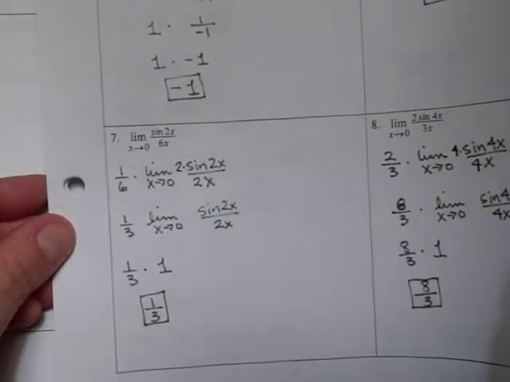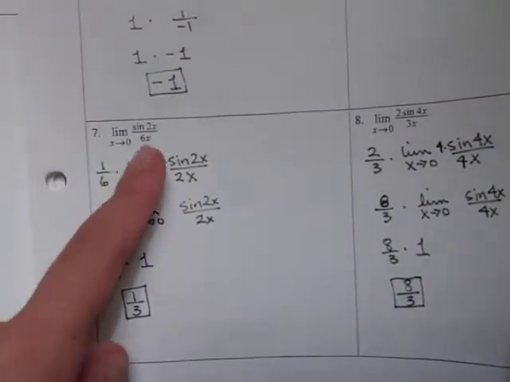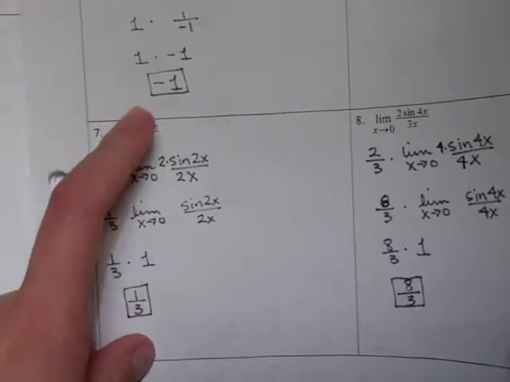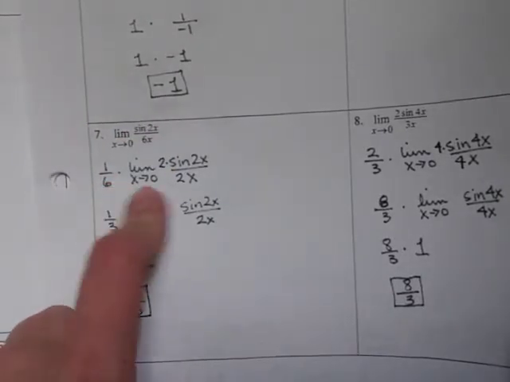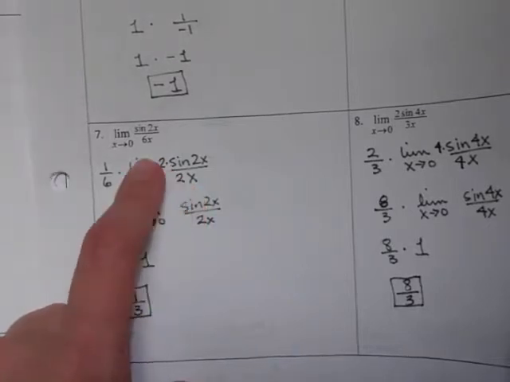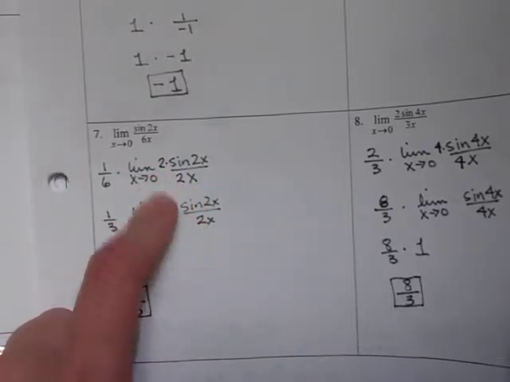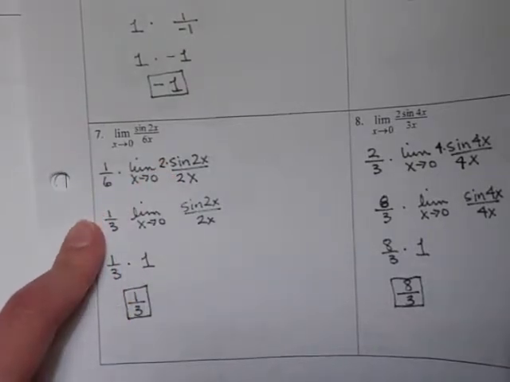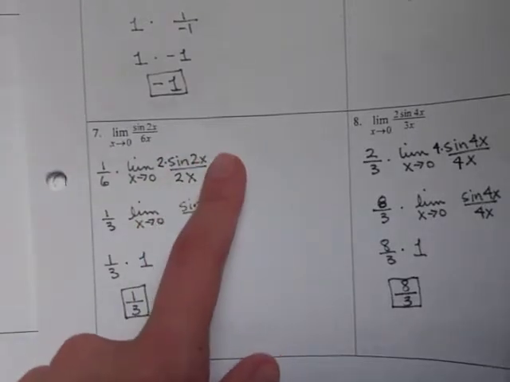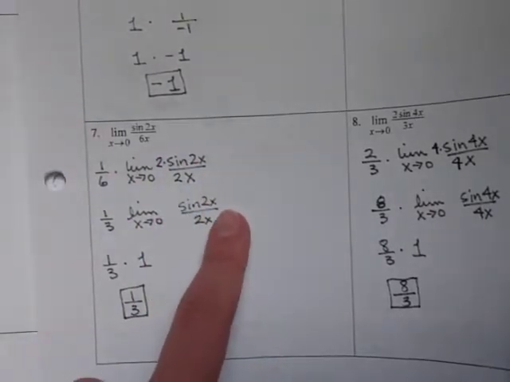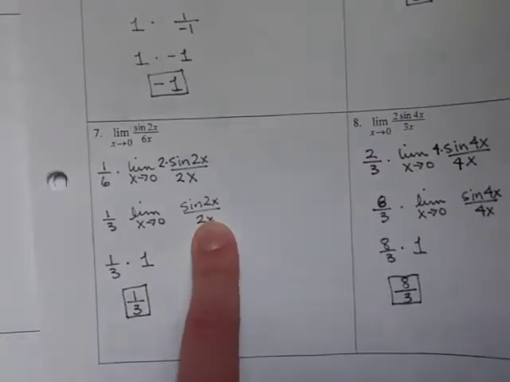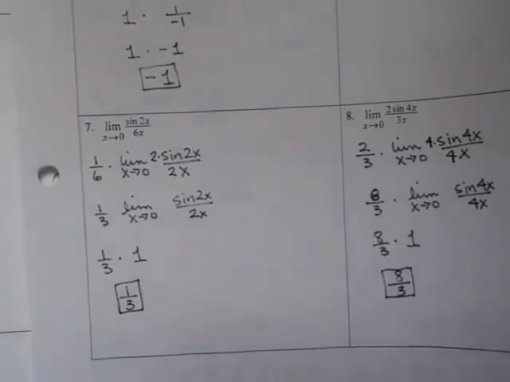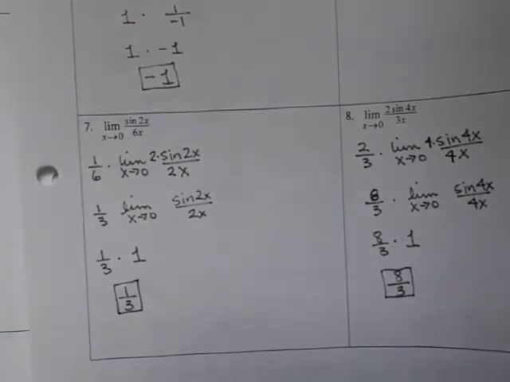Going up to 7. Again, this is pretty straightforward. We see a 2x over 6x. We know they have to match. So we bring the 1/6 separate and multiply by 2 over 2, which gets us, the 2 in the numerator kind of comes out here then. So 2/6 becomes 1/3 right there. We are left with the sine 2x over 2x right here. We know this whole limit goes to 1, and therefore times 1/3. Final answer is 1/3. Pause the video if you need more time on that question.